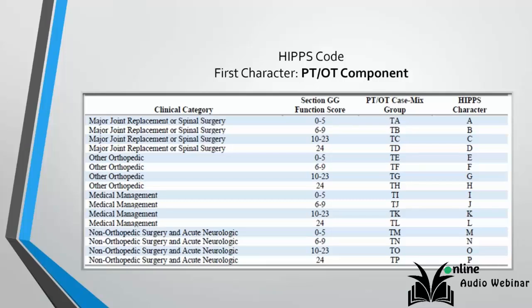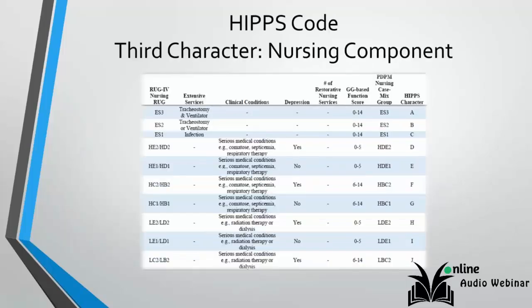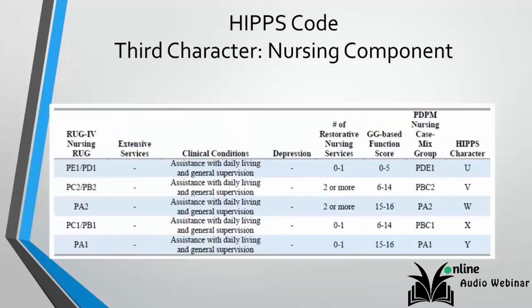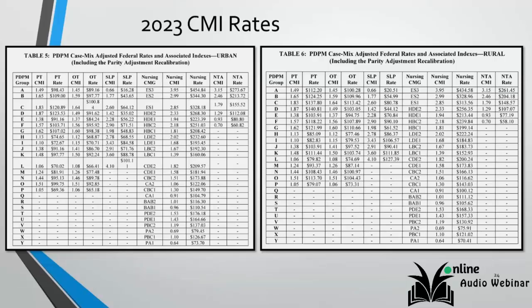The second character of the HIPPS code is your speech language pathology component. The third character is your nursing component. The nursing component for skilled services is based on, again, the unique characteristics of the patient, and you'll see the rest here for your reduced physical functioning layers, which again is generally not a skilled patient. So the fourth character is your non-therapy ancillary component. So here we go with the CMI rates for 2023.